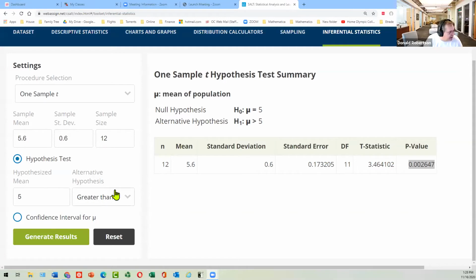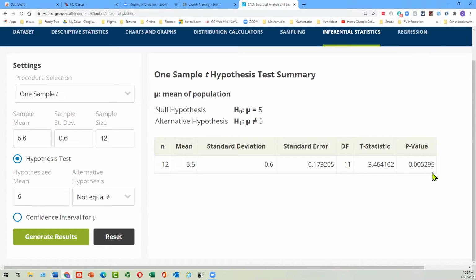Okay, so let's look at this fella here and see if I can duplicate what you're talking about. Right, can we pretend that the guy didn't want to prove it was equal to 5, he just wanted to prove that it wasn't equal to 5, right? Now, when I hit generate results, do you see it's already doubled the p-value for me? I mean, if you double the 0.0026, you see it's now doubled up to 0.0052. Okay. Right. So I hope that's what you're getting at.